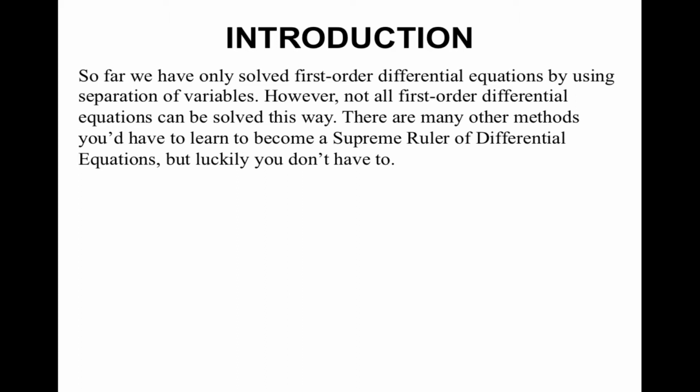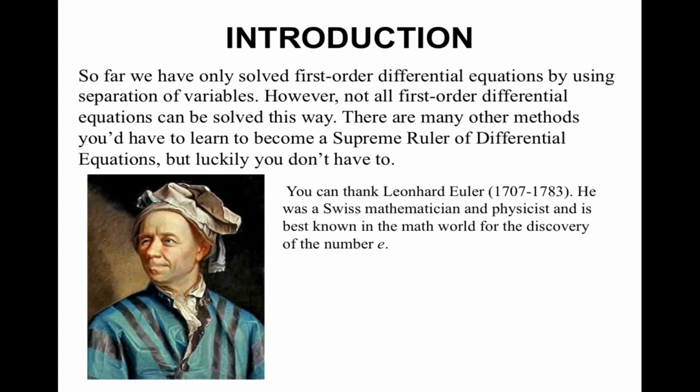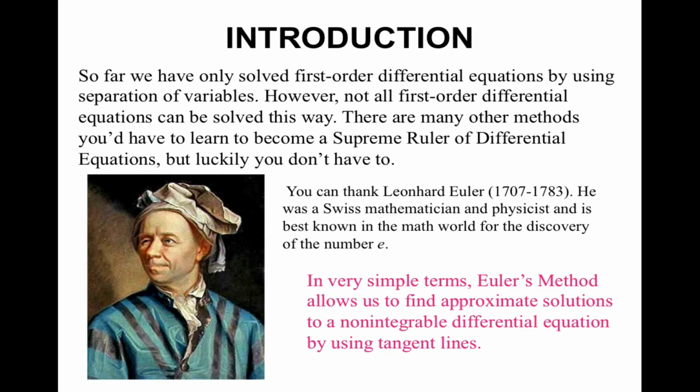There are many other methods you'd have to learn to become a supreme ruler of differential equations, but luckily you don't have to. And you can thank Leonhard Euler, who lived from 1707 to 1783. He was a Swiss mathematician and physicist, and is best known in the math world for the discovery of the number e. In very simple terms, Euler's method allows us to find approximate solutions to a non-integrable differential equation by using tangent lines.